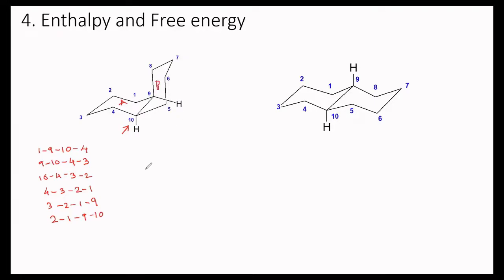Okay, and we'll find out how many gauche butane units are present in ring number B. Okay, and then 9, 10, 8, 6, 7, 6. Okay, तो कितने हो गए total decalin में? Now my next question to you is, this is the trans decalin structure.